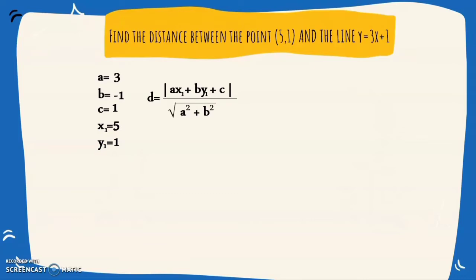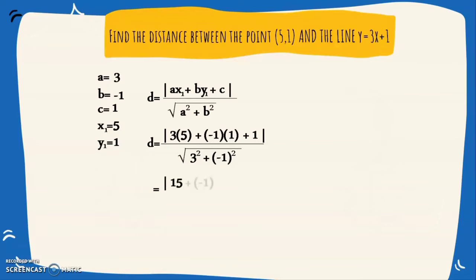Using the formula for the distance from a point to a line, we have d is equal to the absolute value of 3 times 5 plus negative 1 times 1 plus 1 divided by the square root of 3 squared plus negative 1 squared. 3 times 5 is 15, negative 1 times 1 is negative 1, copy 1. Then 3 squared is 9, and negative 1 squared is 1.